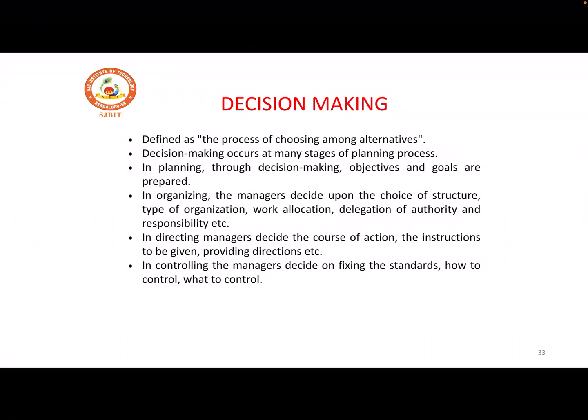In planning, through decision making, objectives and goals are prepared. In organizing, the managers decide upon the choice of structure, type of organization, work allocation, delegation of authority and responsibility. In directing, managers decide the course of action and the instructions to be given, providing directions, etc. In controlling, the managers decide on fixing the standards because you need to control the people and the organization. How to control, what to control.